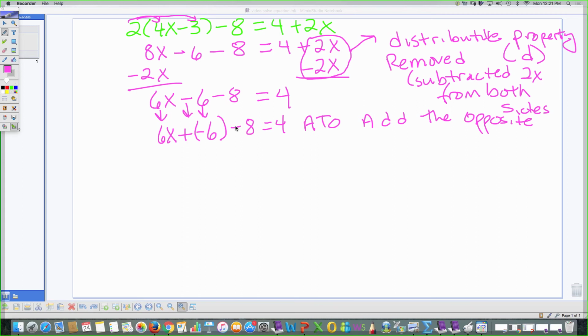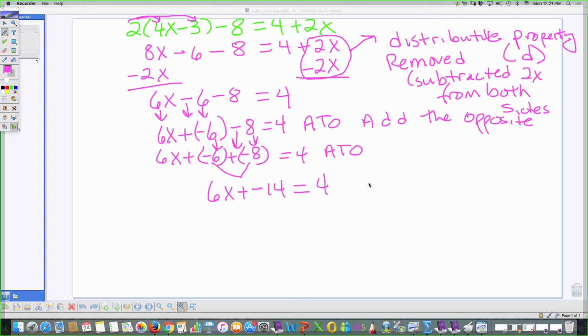Okay, and then I'm going to do that once more because I still have a minus 8 here. So 6x plus negative 6 plus negative 8. Okay, copy the first number, subtract as an add, the opposite of 8 is negative 8, equals 4. So we have ATO again, add the opposite. Now we can combine like terms, because we have like terms here, the constant, just the plain old number. We have negative 6 plus negative 8, so we have 6x plus negative 14 equals 4.